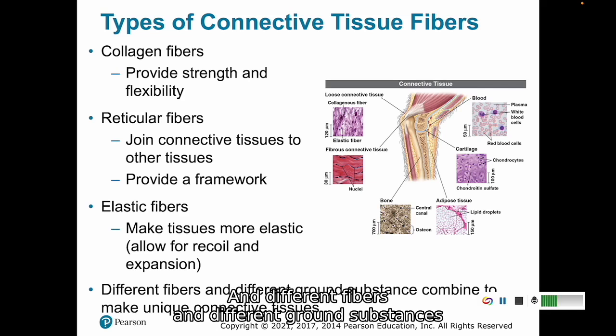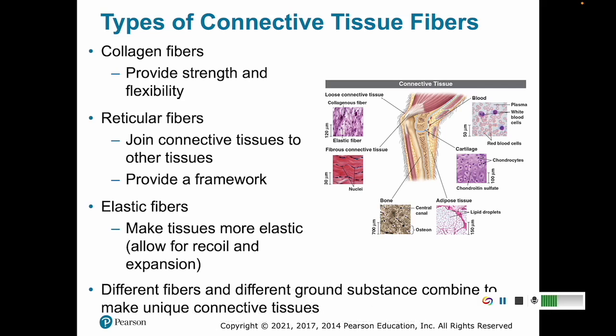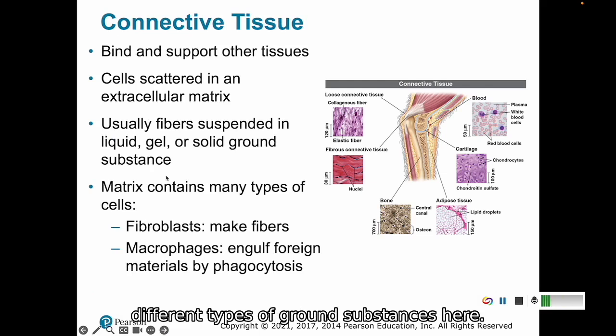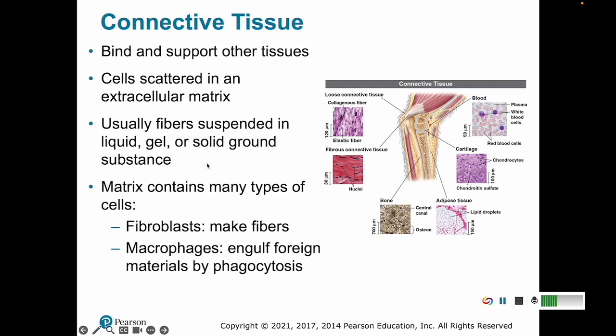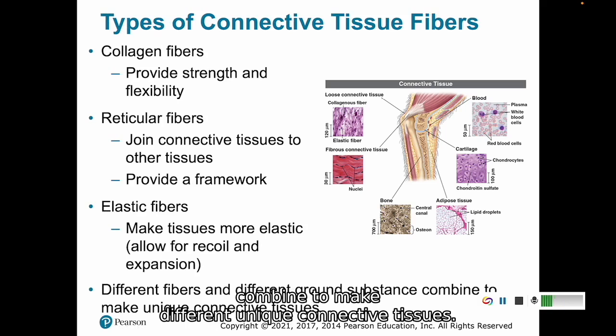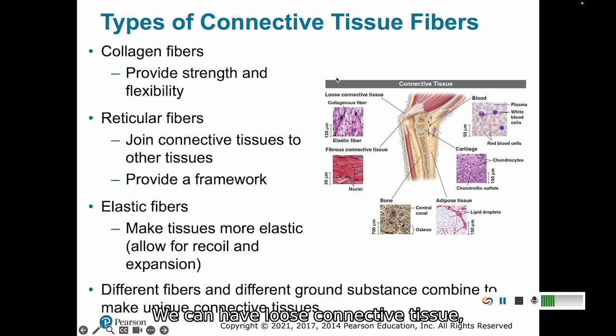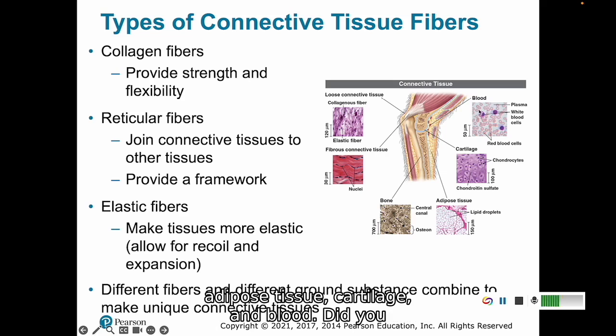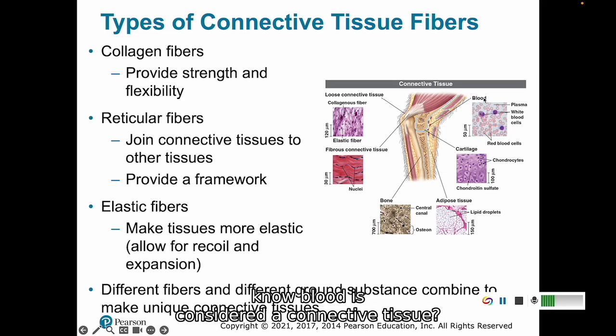And different fibers and different ground substances are going to combine. If you remember here, we talked about different types of ground substances here. Different fibers and different ground substances combine to make different unique connective tissues. We can have loose connective tissue, fibrous connective tissue, bone. Did you know that's a connective tissue? Adipose tissue, cartilage, and blood. Did you know blood is considered a connective tissue?